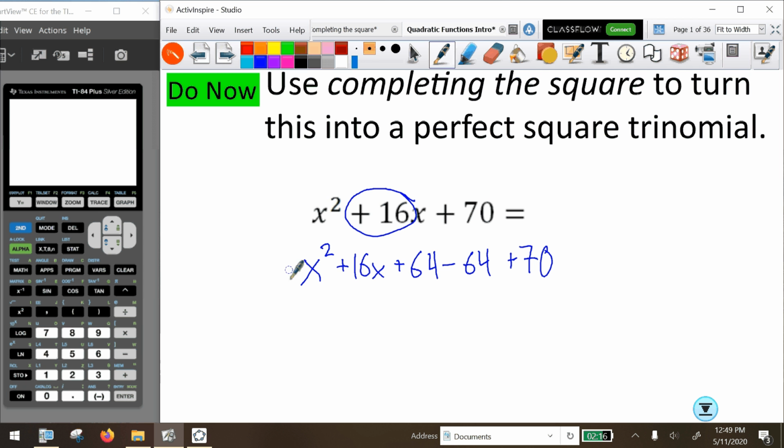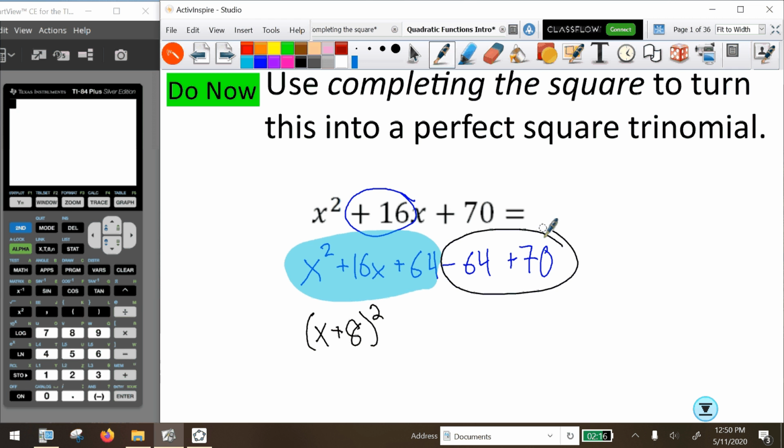Now this part, the first three terms, is what is called the perfect square trinomial. So x squared plus 16x plus 64 is a perfect square trinomial. It can be factored as (x plus 8) squared. And then this, we can just combine like terms. Negative 64 plus 70 is equal to positive 6.